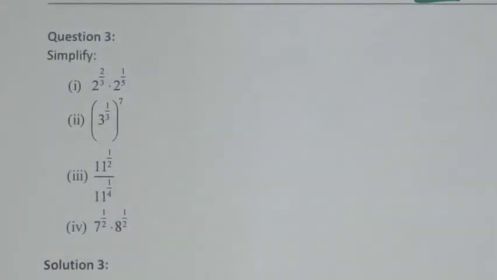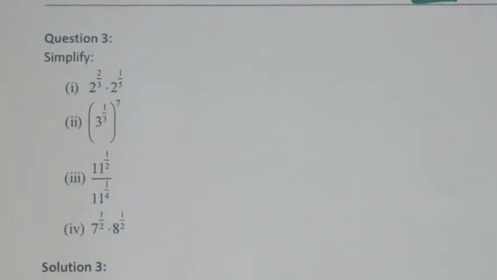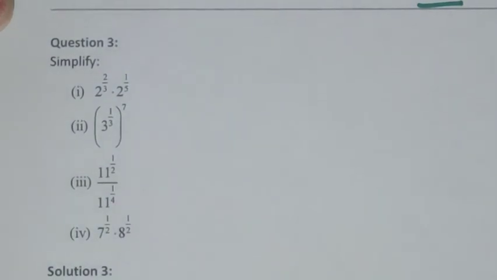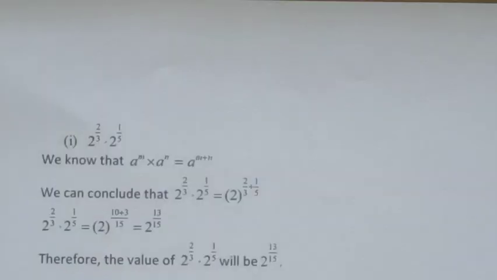Question number 3, simplify: 2 raised to 2 by 3 into 2 raised to 1 by 5. Second question, 3 raised to 1 by 3 whole raised to 7. Third question, 11 raised to 1 by 2 divided by 11 raised to 1 by 4. And the last question, 7 raised to 1 by 2 into 8 raised to 1 by 2. Now let us see the solution.